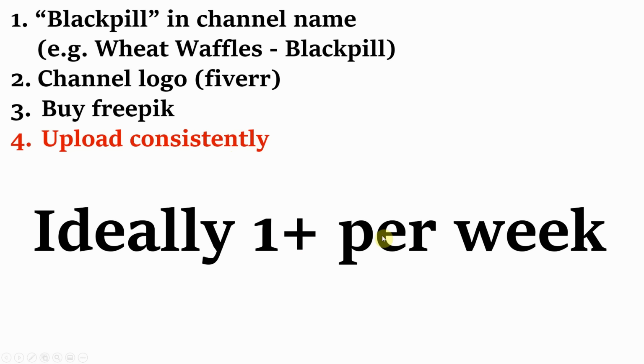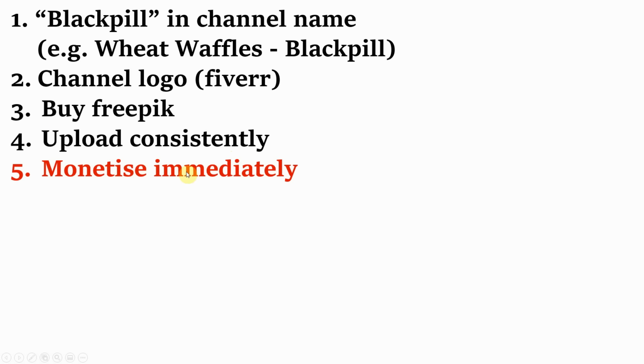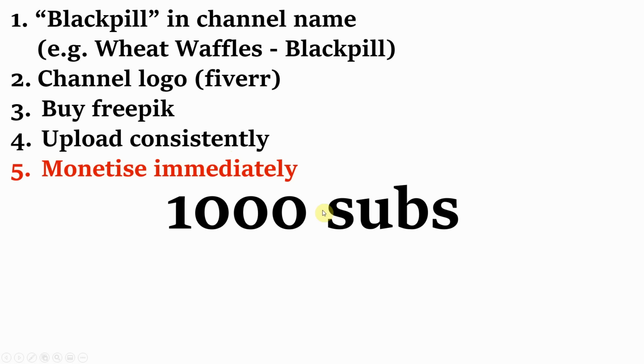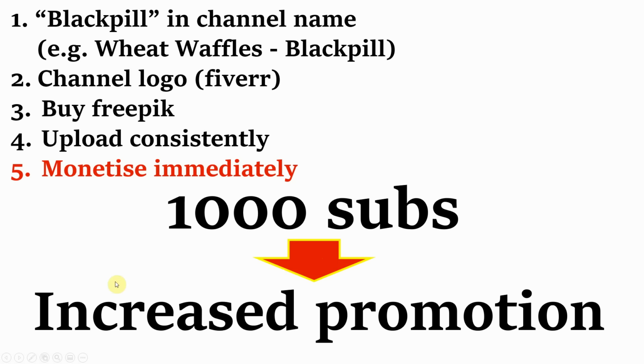A rate of 1 video or more per week, which are evenly spread, is ideal. Number 5. As soon as you get the chance to monetize, do it straight away. Once you reach 1,000 subs, you'll be able to monetize. And it's not even a case of making money, more so the fact that YouTube promotes monetized channels much more, because they are the ones that they are able to make money off of.